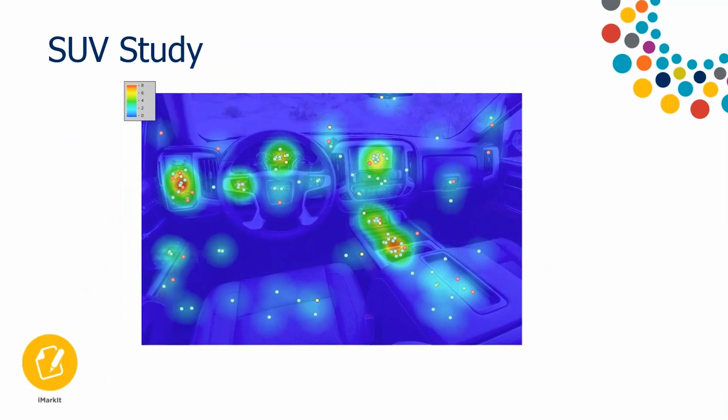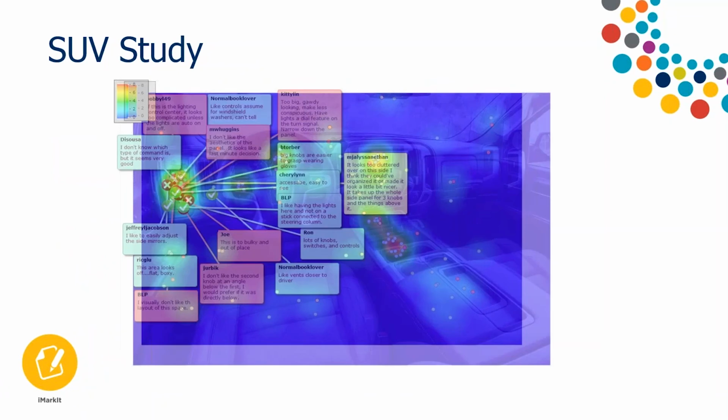So this is an example of one of the reports that we pulled from the IMarket tool for that particular study. They evaluated this interior of the SUV here and really left some pretty in-depth comments that we were able to analyze and get a lot of good data from later.